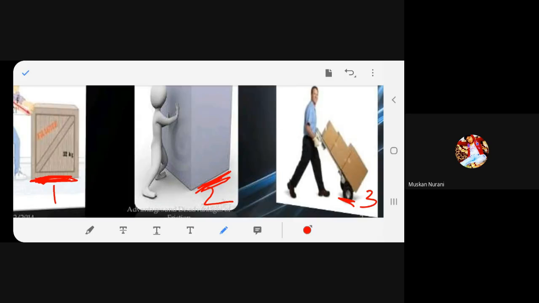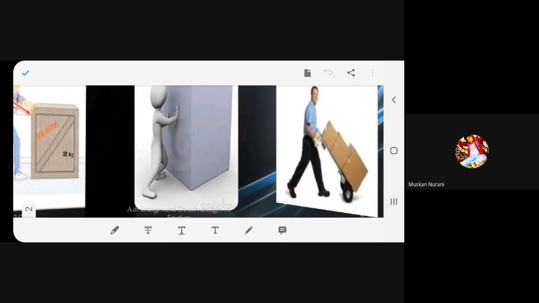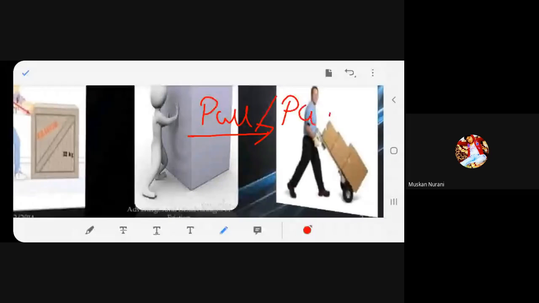So if you're moving like this, this is friction force, FF. If you're moving in this direction, this is your pull or push, right? It's a forward direction. But the frictional force, that is FF, is always in the opposite direction. This is what you have to remember.